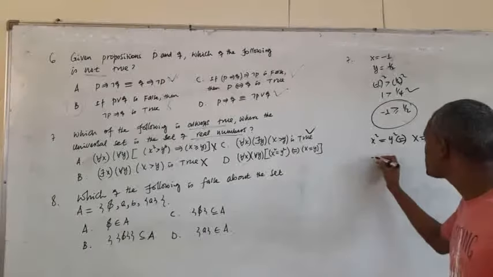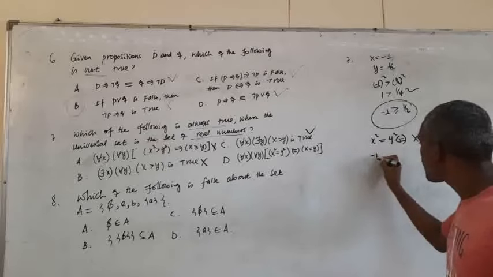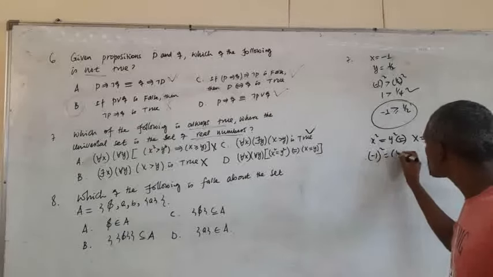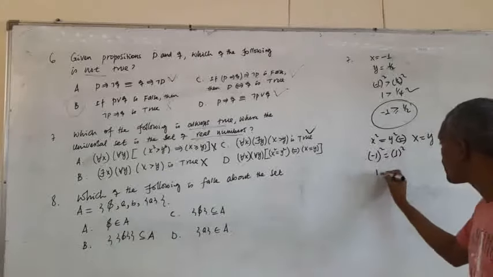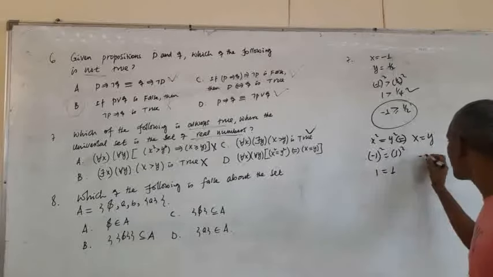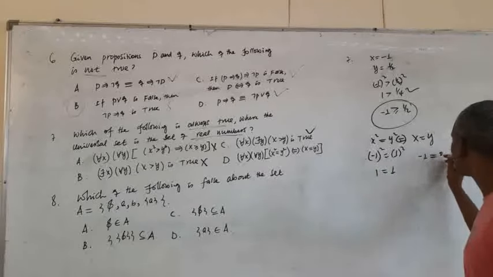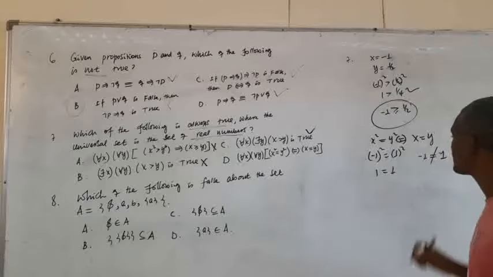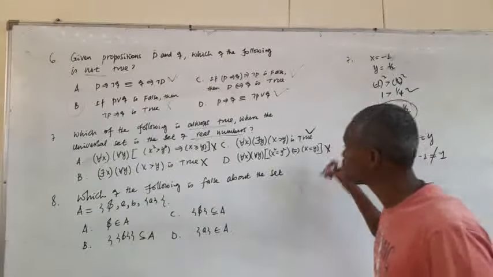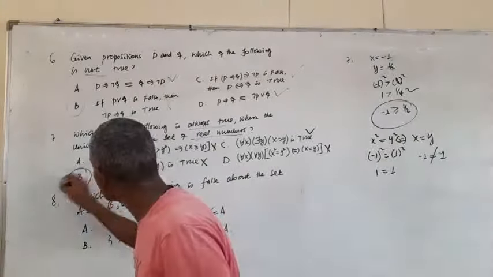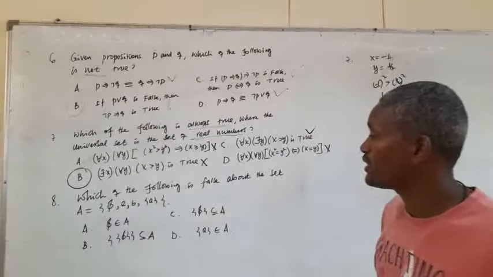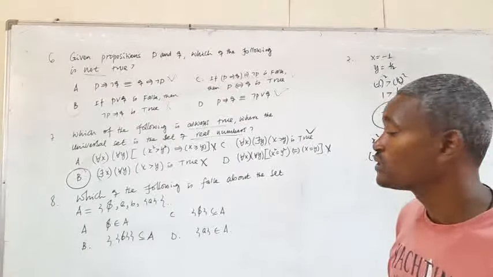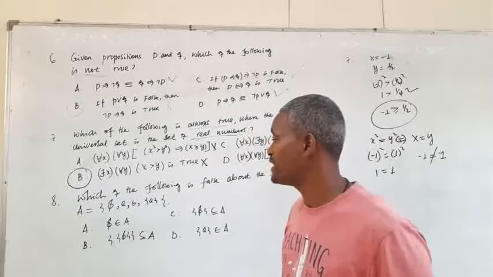I don't think so, because if you choose minus 1, minus 1 squared is equal to 1 squared, which is equal to 1, but we can't just say minus 1 is equal to 1. Minus 1 cannot be equal to 1. So this statement is false. So the statement which is always true is choice B.